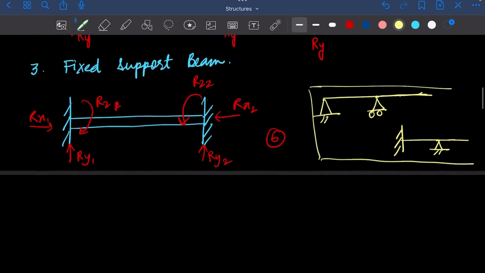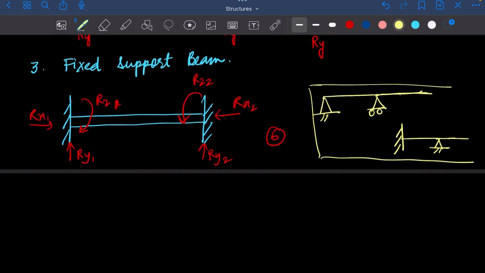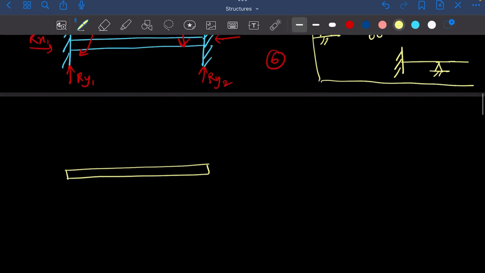So let's just take an example. Suppose we have this particular beam. It's a simply supported beam, and we have a point load. Again, there are different types of loads that we are going to learn about.